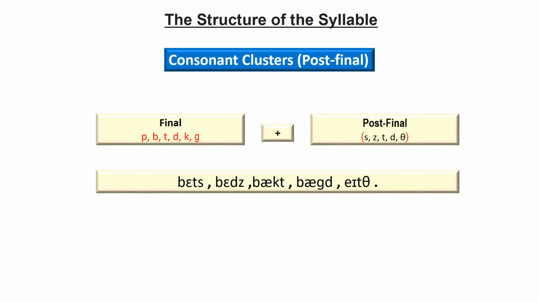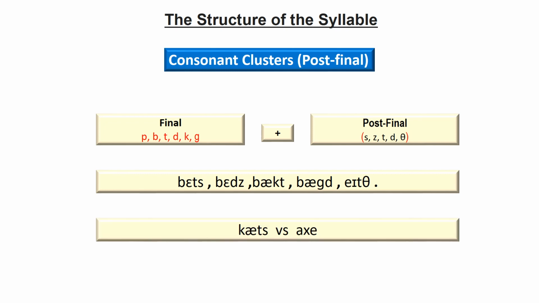Interestingly, these post-final consonants can sometimes function as separate morphemes, which are the building blocks of meaning in language. For instance, the S in cats or beds adds the meaning of plurality. However, it's not always the case. In acts, the final S is part of a single morpheme and doesn't have a separate meaning on its own.